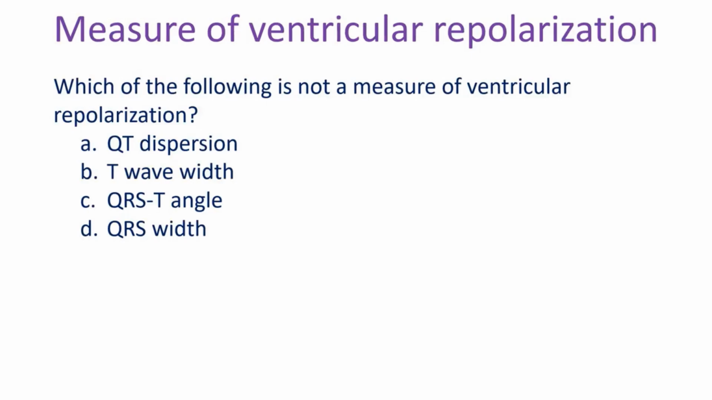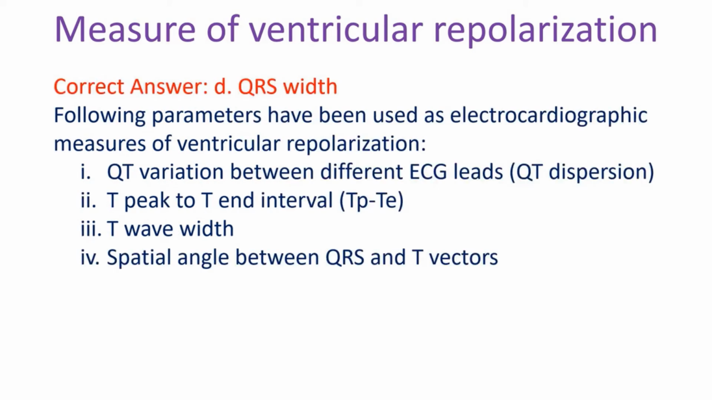Which of the following is not a measure of ventricular repolarization? A. QT dispersion, B. T wave width, C. QRST angle, D. QRS width. Correct answer: D. QRS width.